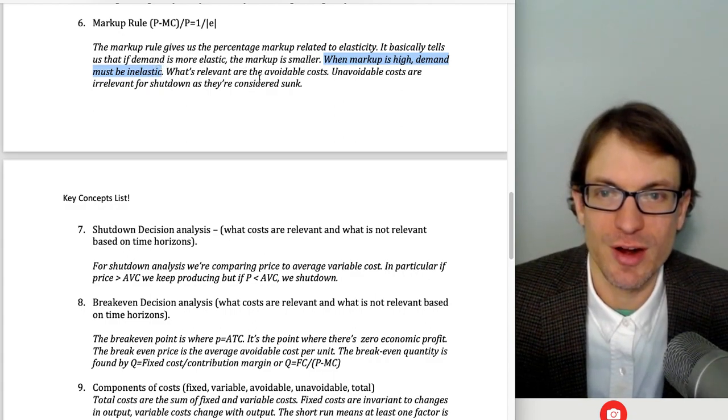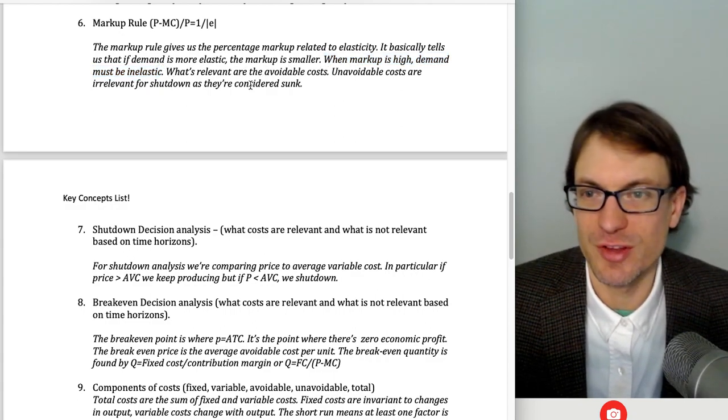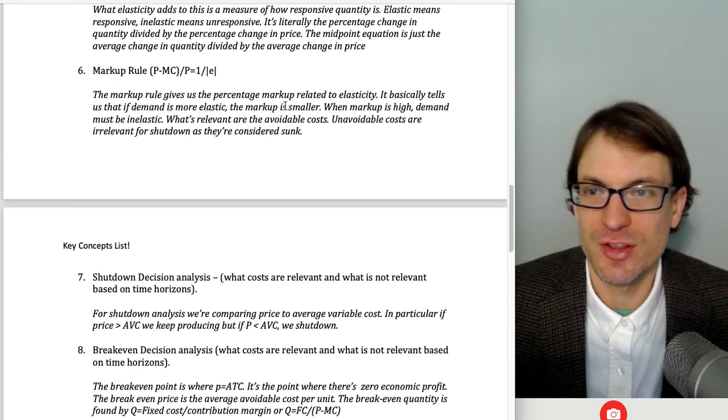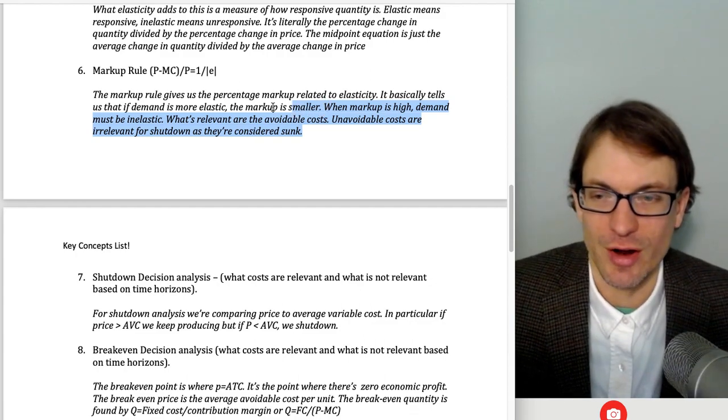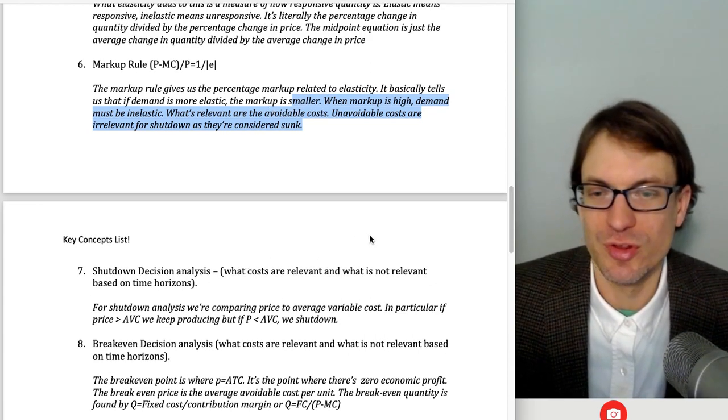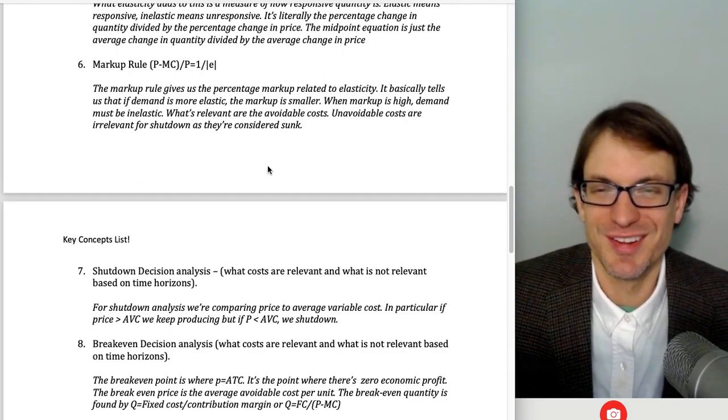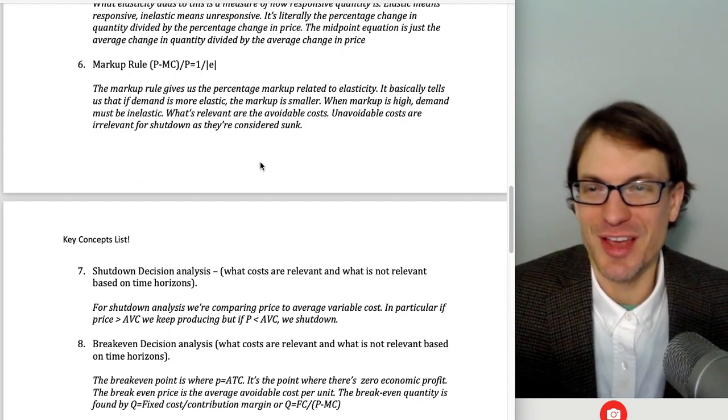And then what's relevant are the avoidable costs. Unavoidable costs are irrelevant for shutdown as they're considered sunk. Why did this get thrown in here? I just read this because I'm just reading it. I don't know, whatever. Maybe I threw this down here. I guess, fine, this belongs down here. I'm not going to edit that out.